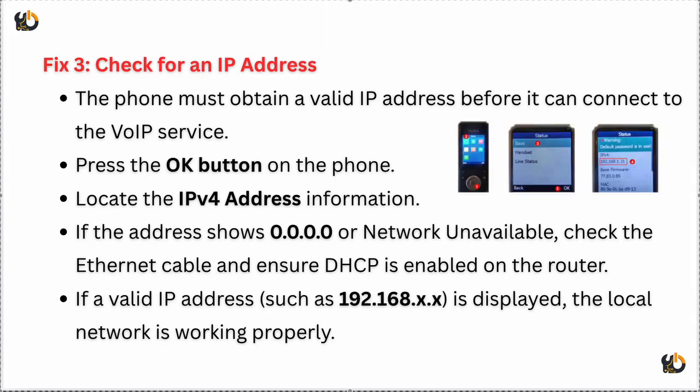Fix 3. Check for an IP address. The phone must obtain a valid IP address before it can connect to the VoIP service. Press the OK button on the phone and locate the IPv4 address information. If the address shows 0.0.0.0 or network unavailable, check the Ethernet cable and ensure DHCP is enabled on the router. If a valid IP address such as 192.168.x.x is displayed, the local network is working properly.